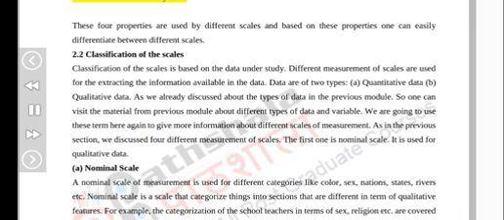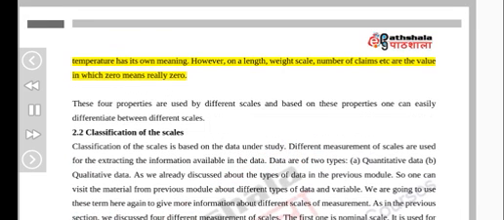Temperature has its own meaning at 0 degrees. However, on a length scale, weight scale, number of claims, etc., are the values in which 0 means really 0. These 4 properties are used by different scales, and based on these properties one can easily differentiate between different scales.